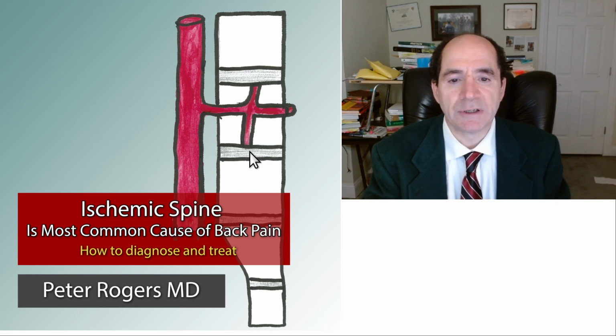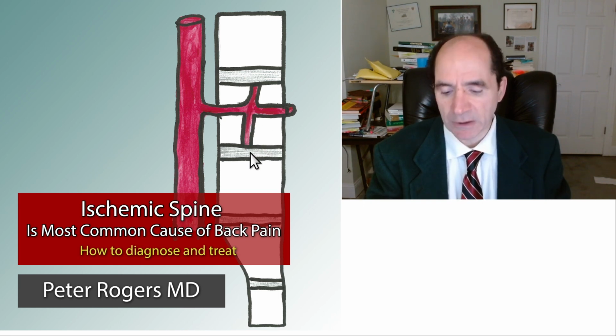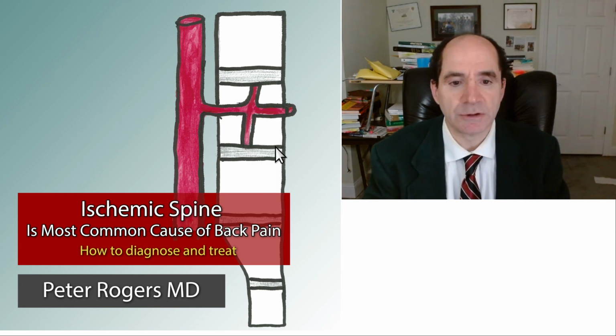Okay, this, by the way, is the disc space. Here's the vertebral body. The adjacent part of the vertebral body is called the end plate. And I'll show you the anatomy on another picture in just a sec. But this is an important point, that there's not a lot of blood going to this end plate, and there's very little going to the disc, even under relatively good conditions.